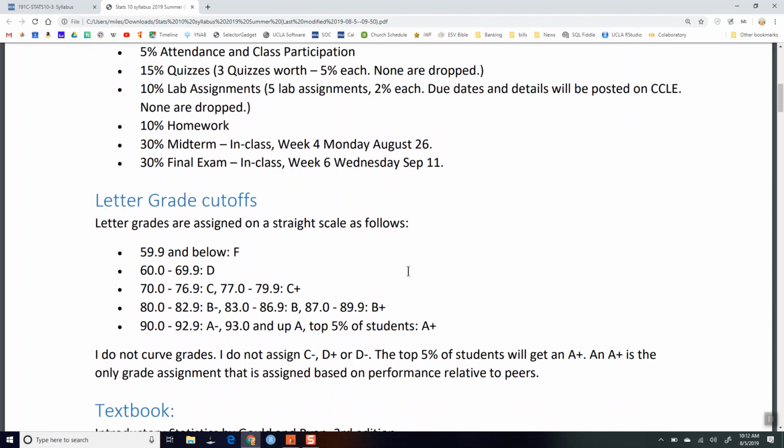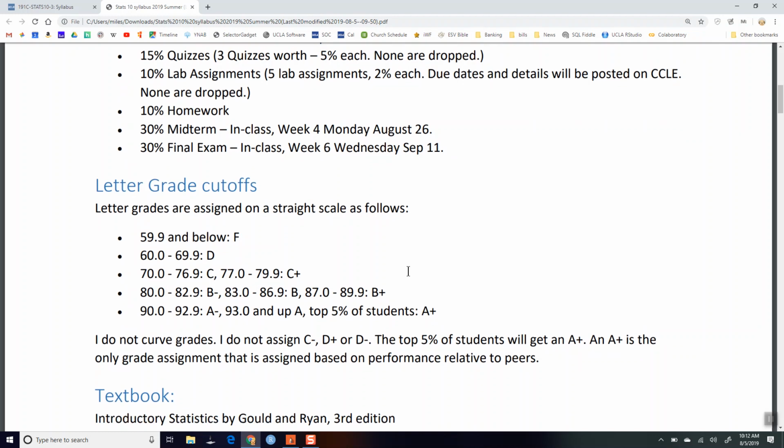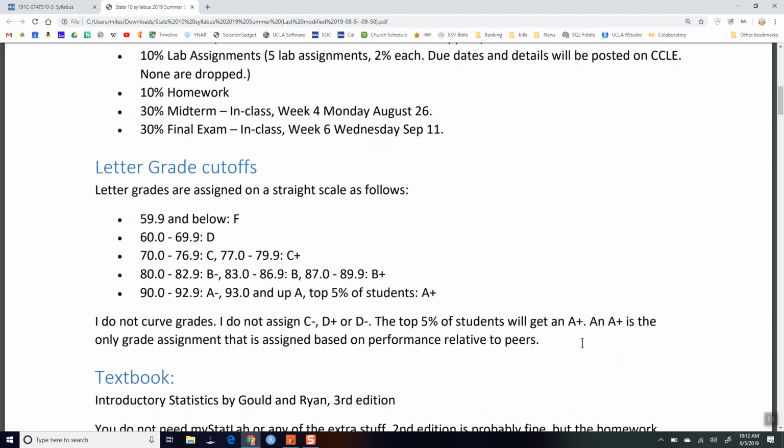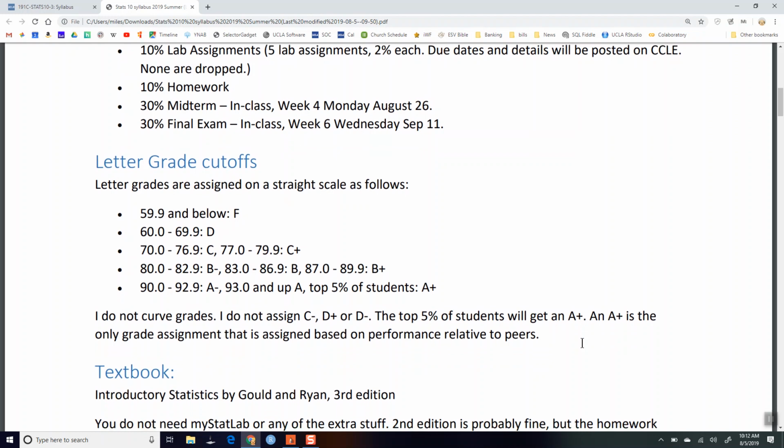Letter grades, I don't curve grades, okay? It's just a straight scale. I try to do my best in writing exams that are fair and measure the content of the course. I don't like curving grades because I feel like students then have to compete against one another, and I'm not a fan of that idea. The only exception is the A+: the top 5% of students will get the A+, but that's the only one based on performance relative to your peers, okay?